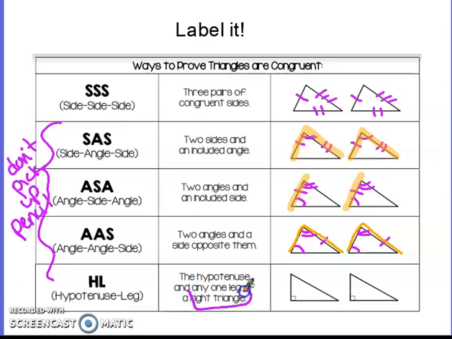Now, with hypotenuse-leg, it has to be in a right triangle. If it's not a right triangle, you cannot use hypotenuse-leg. If I have this, your hypotenuse, the longest side of your right triangle, and then you need one of your legs. This can only work in a right triangle though. So if you are given two sides of a triangle and that's it, you can't assume it's hypotenuse-leg unless it has that right angle there.